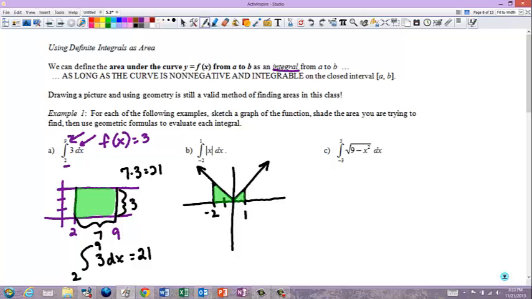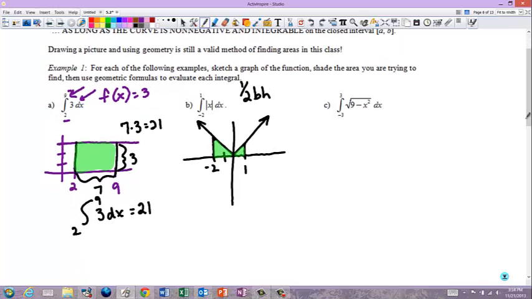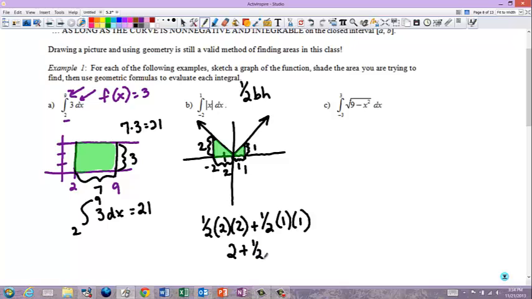The area of a triangle is 1/2 base times height. My base is 2. My height, if I fill in negative 2, the absolute value of negative 2 is 2, so it's 1/2 base times height, plus the other triangle. The base is 1, the height is 1, so it's 1/2 base times height. So half of 4 is 2, plus half of 1 is 1/2. 2 plus 1/2 is 2 1/2.